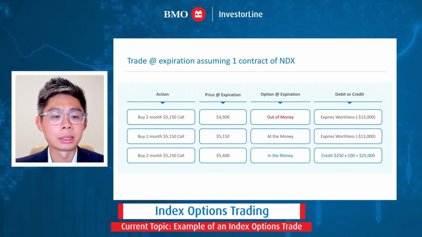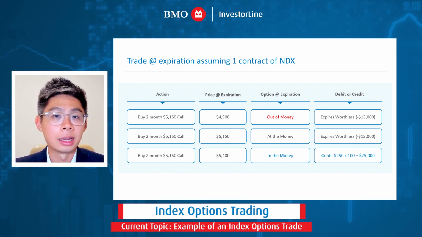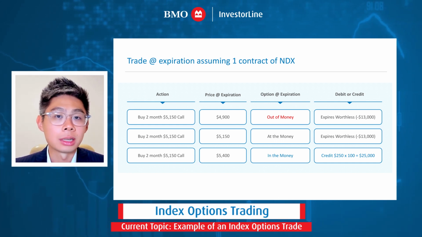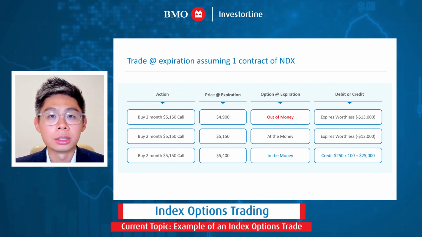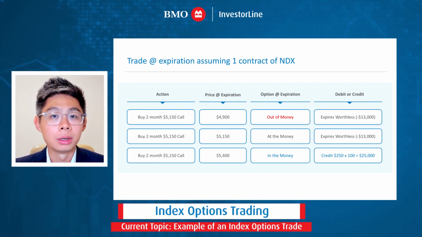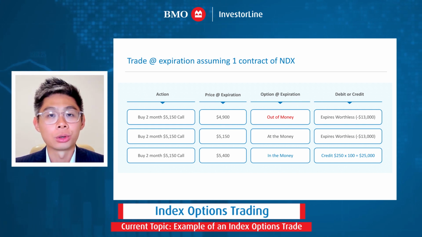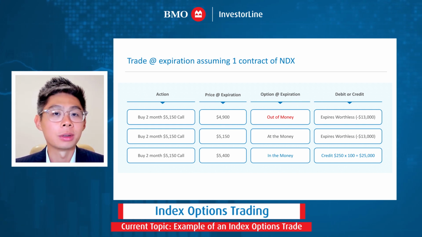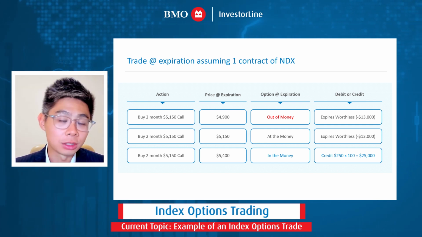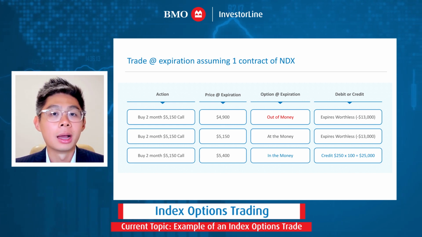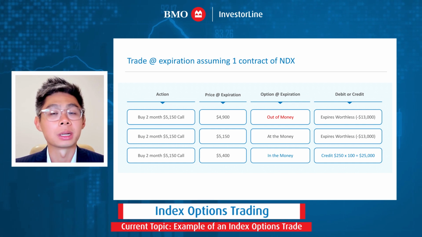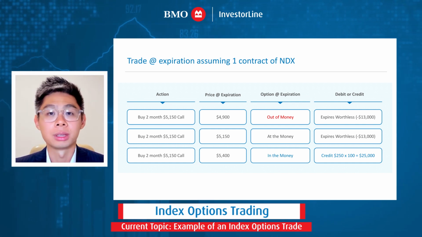Now, let's say 2 months later, the index ends up at 5150, basically at the money. So at expiration, the index is at 5150. And in this particular case, an option that expires at the money is also unfortunately worthless. So the same as before, if I buy a call option and the index doesn't move, it just stays where it is, at the money. At the money options effectively expire worthless as well. So in this particular case, I would lose also $13,000.